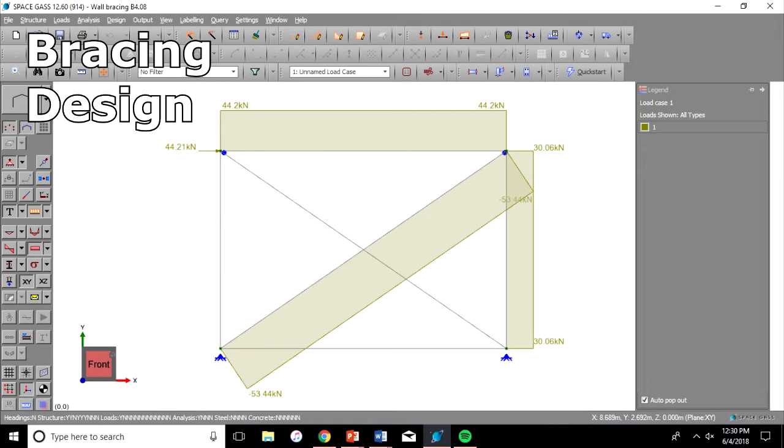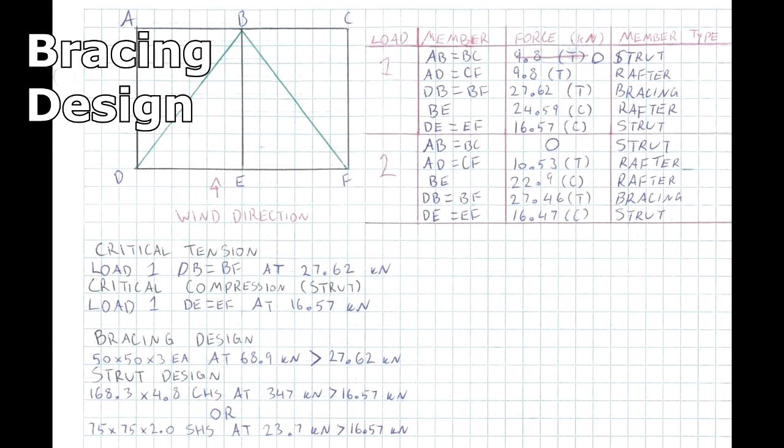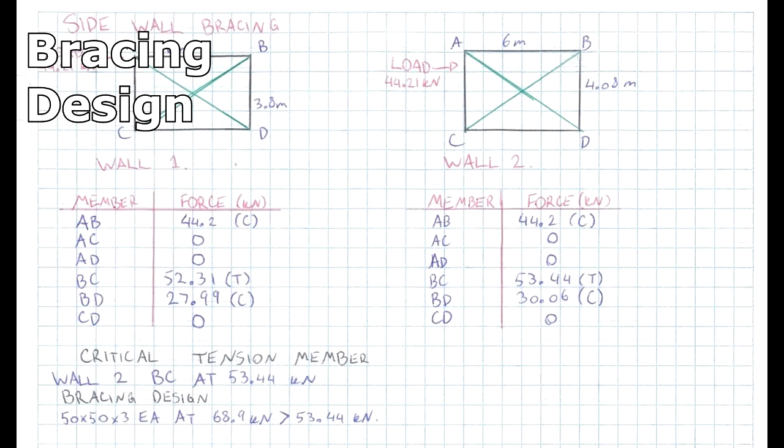The bracing design must be able to withstand 27.62 kilonewtons, therefore it is adequate. The strut design must be able to withstand 16.57 kilonewtons of force, therefore both of the design options are also adequate. For the second wall, bracing design selected was a 50 by 50 by 3 equal angle at 68.9 kilonewtons maximum. That must withstand 53.44 kilonewtons of force, therefore this one is also adequate.